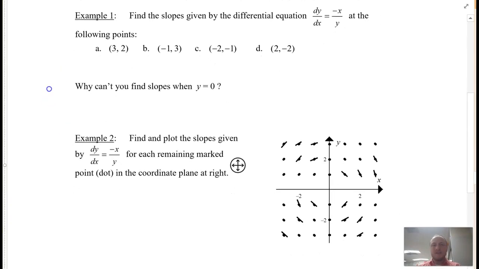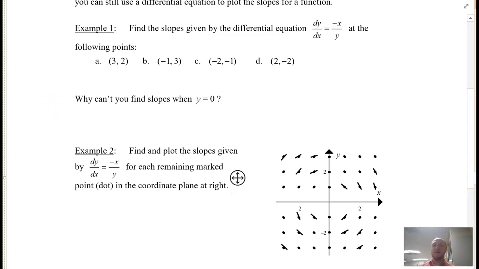Example 1 says find the slopes given by the differential equation dy/dx, so that's the slope, is equal to negative x over y at the following points. They give us points, and these points represent an x and a y. So if the slope dy/dx is negative x over y, then for a, my slope would be negative 3 over 2. Very simple. For b, it's going to be negative 1 over 3, which happens to be negative 1/3. All I'm doing is plugging in x and y.